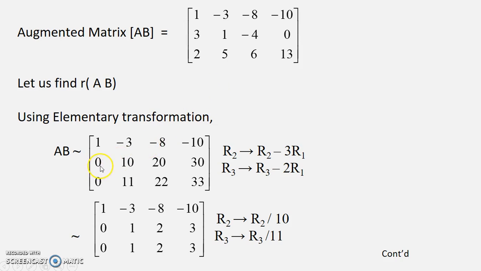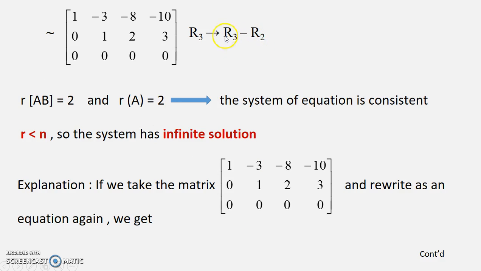Row transformation we need to use. So, how to convert this to 0? As usual, 3R1 is to be subtracted from R2, and in the same way 2R1 from R3. So, you get zeros here. Automatically this will change. Now, we have one, we need 1 here. So, this is to be divided by 10. This is to be divided by 11, and then let us subtract R2 from R3. So, you get 0 here. So, this gives you the rank. You see, the rank of AB as well as the rank of A is 2 here.